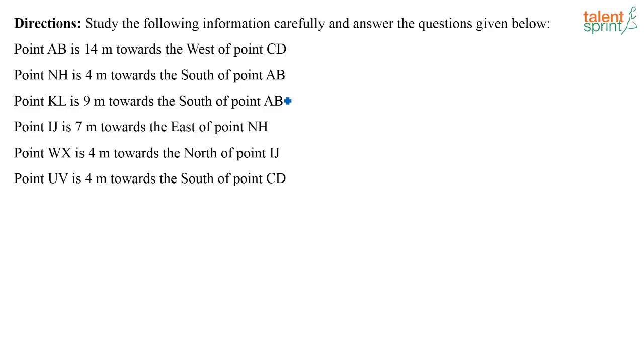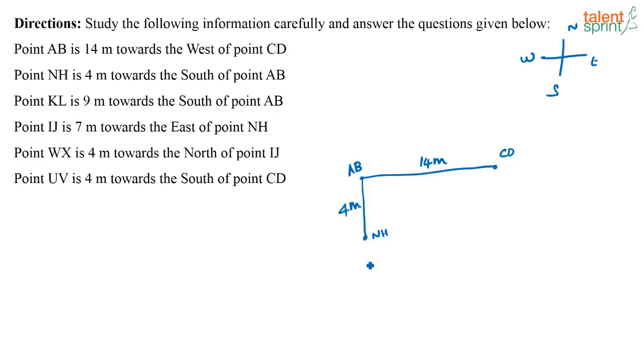What is given here? Point AB is 14 meters towards the west of point CD. Again, if you are confused, you can always draw this on the side so that you don't make a mistake. So this is point AB, 14 meters to the west of point CD. Then point NH is 4 meters to the south of point AB.